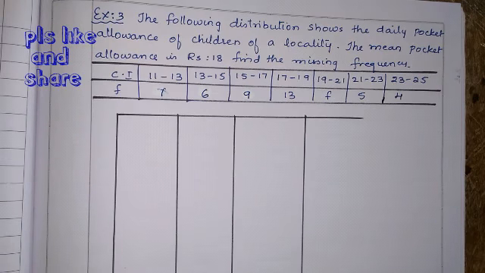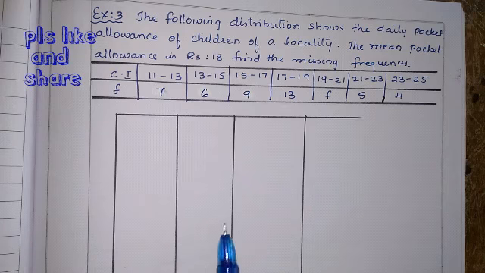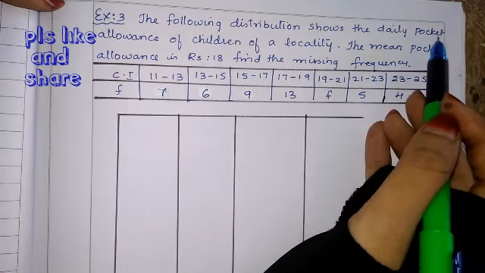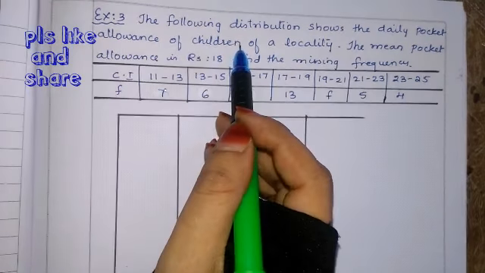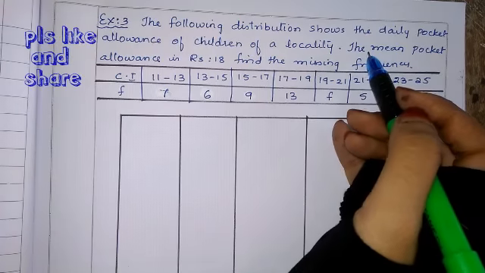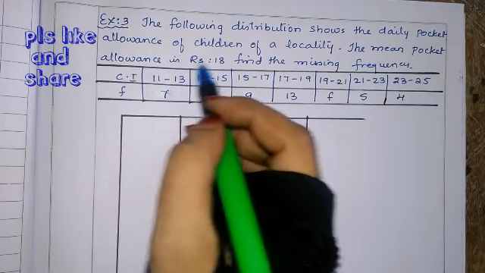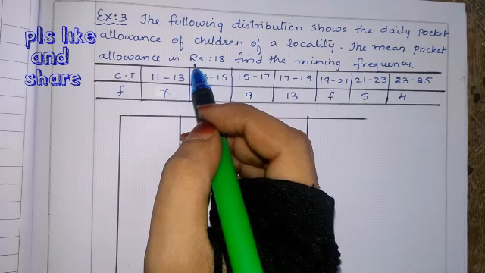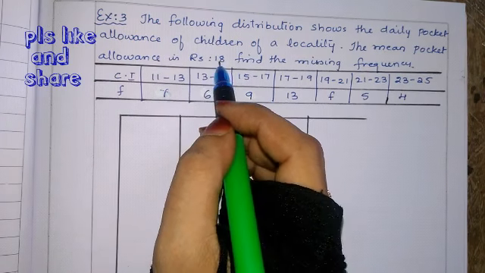Now the next problem, let us see. This is a bit different problem. Here the following distribution shows the daily pocket allowance of the children of a locality. They have given one description: the mean pocket allowance is rupees 18. Here the mean is given.